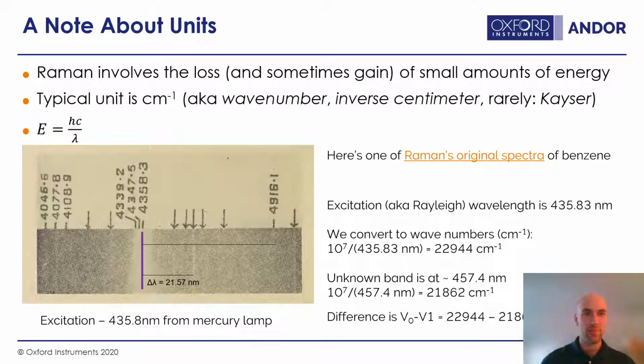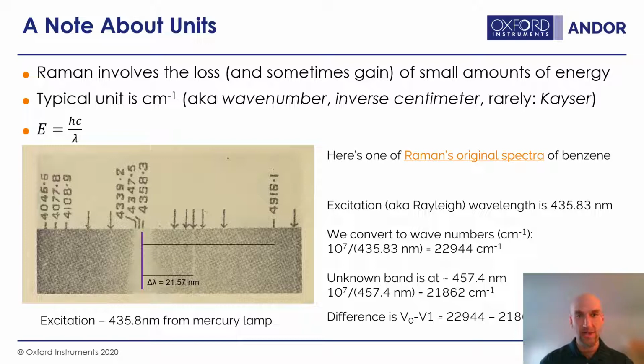So Raman involves, like I said, the loss and very, very rarely the gain of small amounts of energy. So a typical unit for a Raman shift, which is how we sort of reckon these spectra, is the wave number. So centimeter to the -1, aka wave number, inverse centimeters, rarely Kaiser. I've not really heard that in the wild, only read it in older books, but just so you have it out there. And you can remember that because E equals hc over lambda, that this is proportional to energy if we forget about this part.